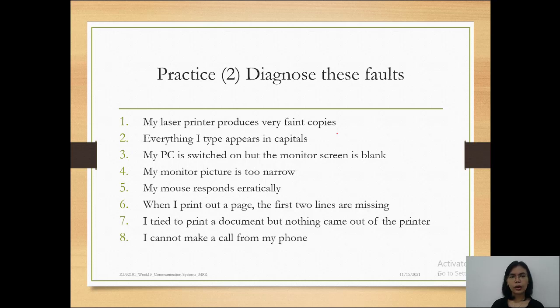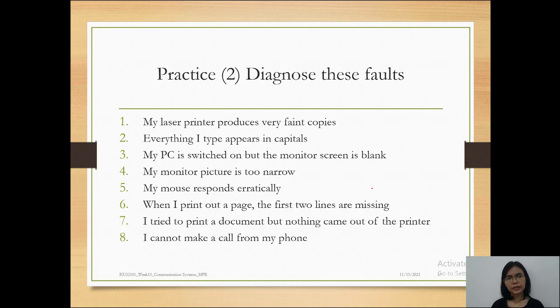Alright, so the second one over here, I want you to identify what the faults are for these problems. It says, my laser printer produces very faint copies, and every time I type, it appears in capital, and so on until the last one. Please read all these problems in the computer over here, and then identify what is wrong and why this happens. And please also use the expressions that we have learned for today.